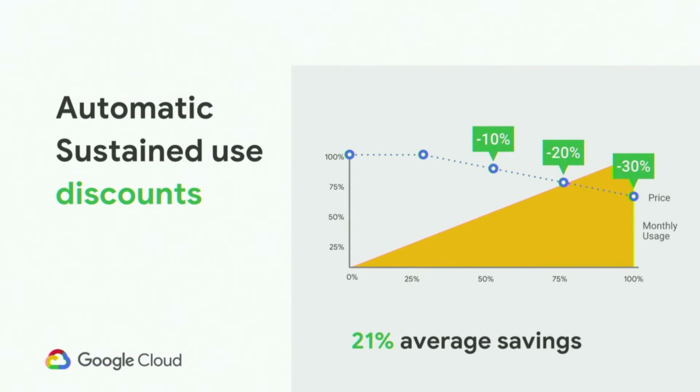The first is automatic sustained use discount. The longer you leave a VM running, the bigger discount we apply, and it's automatic. You don't have to check a box or enter a promo code. You can't forget to get the discount. On average, we see customers saving about 21% off of the list price for doing nothing.